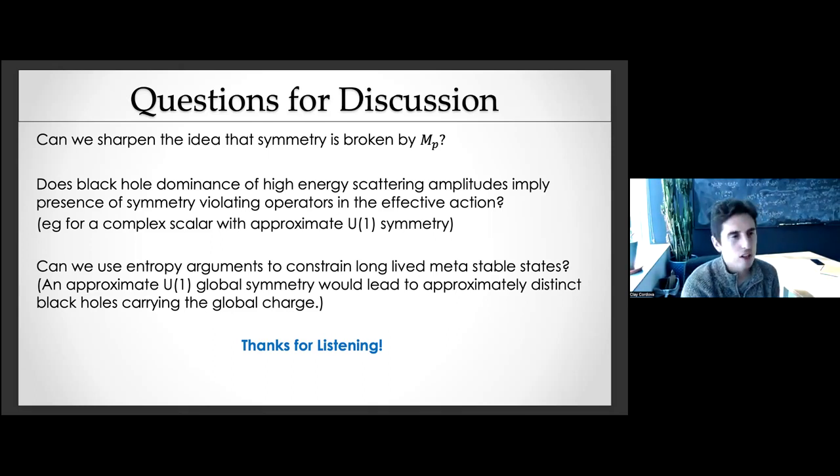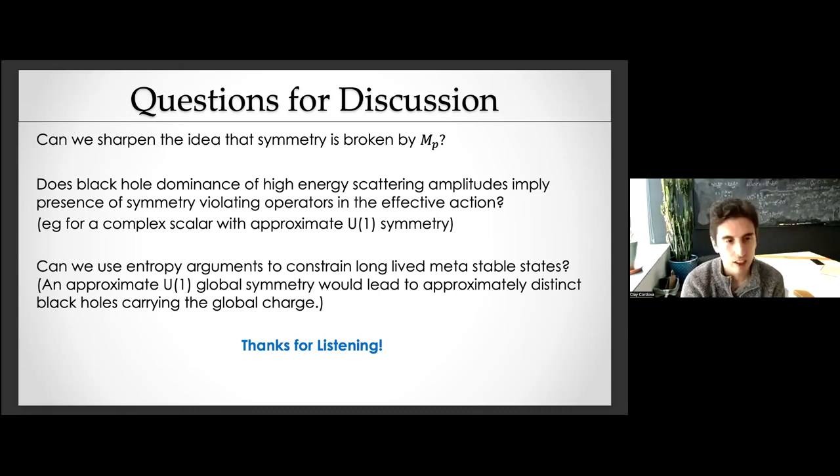One thing you might try to do is look at high energy scattering. High energy scattering in quantum gravity is supposed to be dominated by black holes. And so you could ask, does that assumption, the domination of high energy scattering by black holes, imply the presence of symmetry violating operators in the effective action?